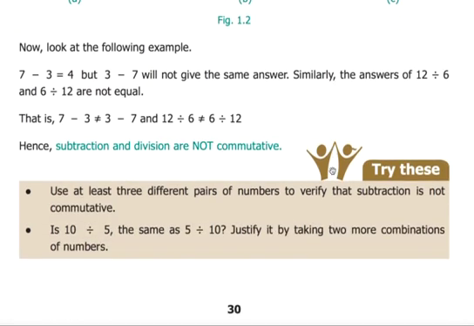Now look at the following example. 7 minus 3 is 4, but 3 minus 7 will not give the same answer. Similarly, the answers of 12 by 6 and 6 by 12 are not equal. That is, 7 minus 3 is not equal to 3 minus 7. 12 by 6 is not equal to 6 by 12. Hence, subtraction and division are not commutative. Use at least 3 different pairs of numbers to verify that subtraction is not commutative. Now you can do it: is 10 by 5 the same as 5 by 10? Justify it by taking 2 more combinations of numbers.